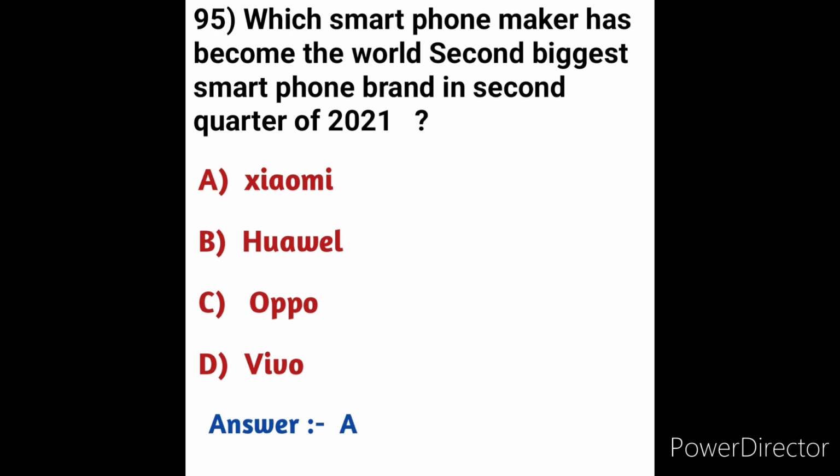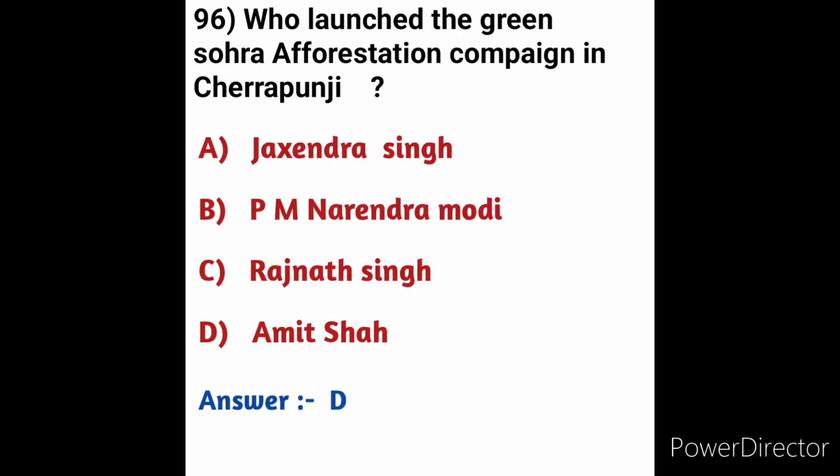Next, move on to question number 96. Who launched the Green Sahara afforestation campaign in Cherrapunji? Okay, friends, who launched the Green Sahara afforestation campaign in Cherrapunji? You will see the options here. Option A, Jitendra Singh. Option B, PM Narendra Modi. Option C, Rajnath Singh. And option D, Amit Shah. Option D is the correct answer, Amit Shah.